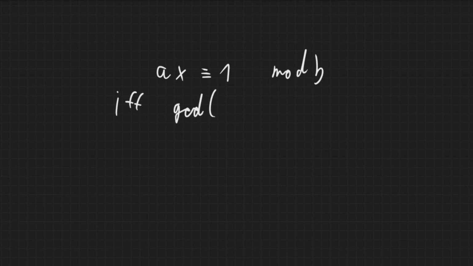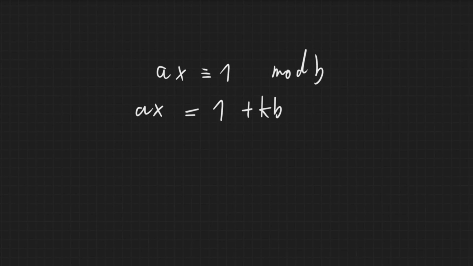I claim that in general, for any number a modulo b, a has a multiplicative inverse, or in other words, there exists a number x such that a times x is congruent to 1 modulo b, if and only if the greatest common divisor of a and b is equal to 1. Why is that? Well, a times x has a remainder of 1 if we divide it by b, which means that a times x is 1 more than some multiple of b, right?